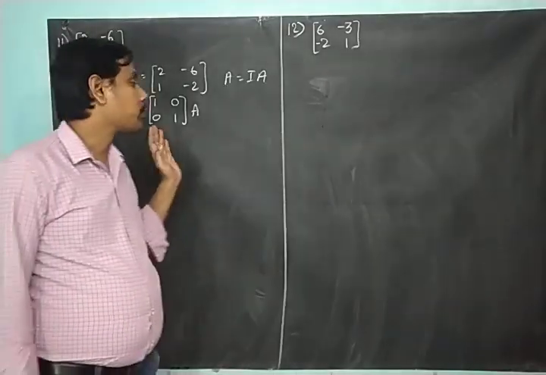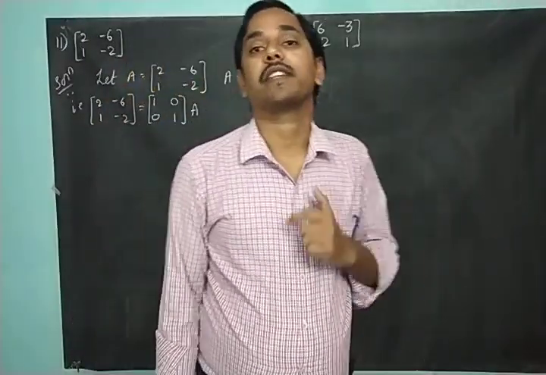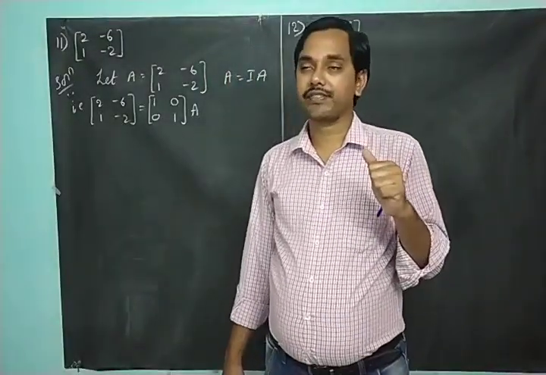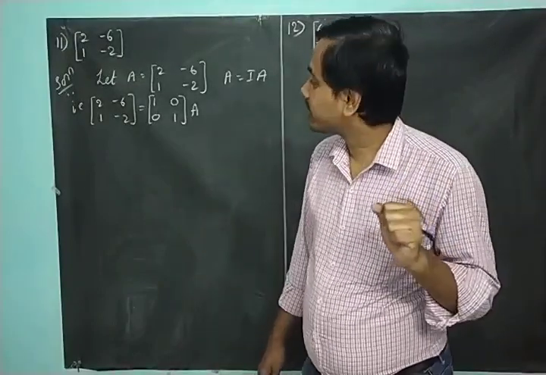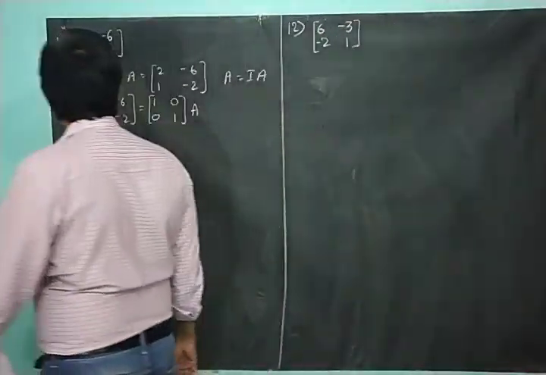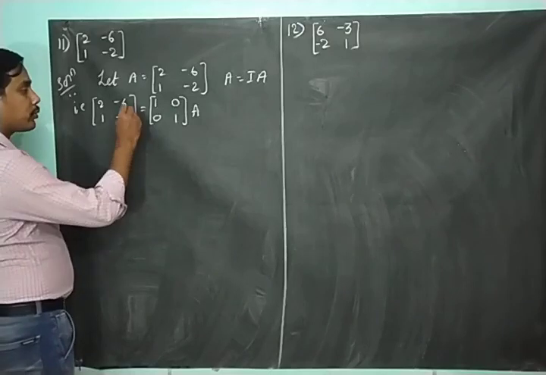But in this problem, if you go through row transformations, it will take a long time. Definitely you will get the answer. You can try that one, but it will take a long time. So let us go with column transformation. Let us try to make this as 0.